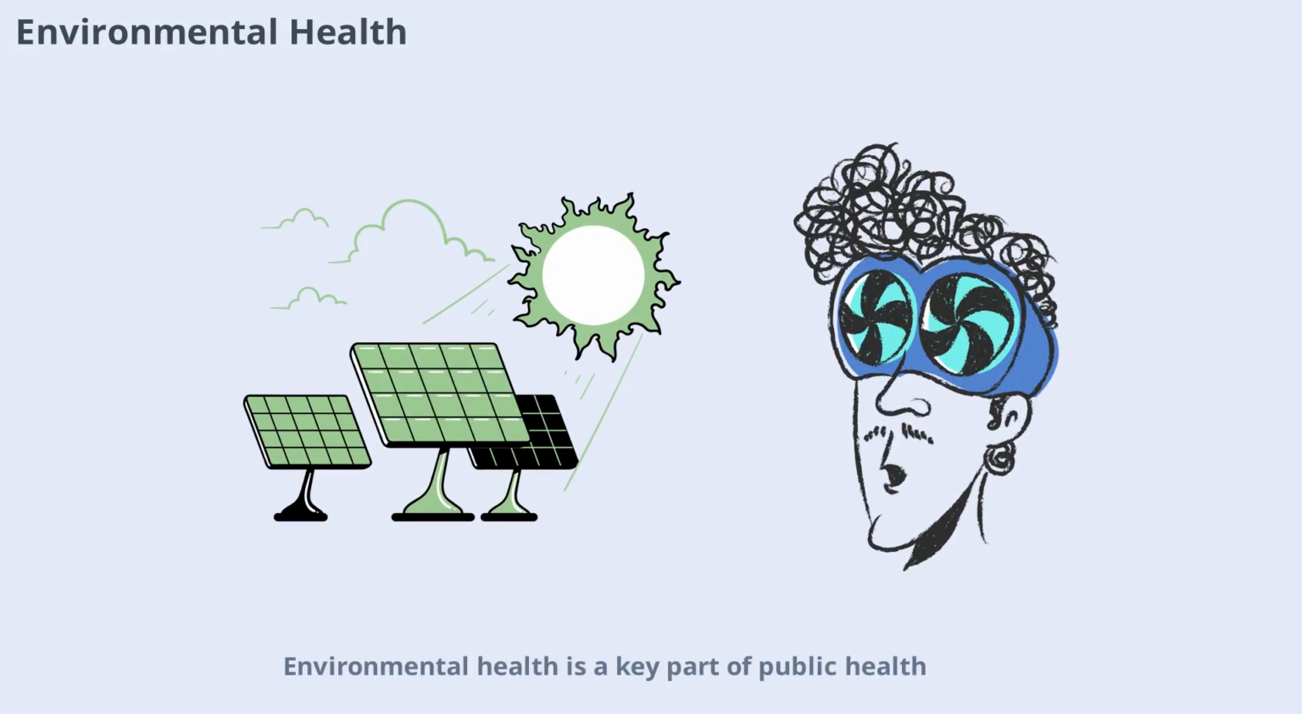Environmental health is a key part of public health, focusing on how our surroundings impact our well-being. This includes clean air and water, safe housing, and protection from toxins. Public health professionals work to identify and reduce environmental risks such as pollution or unsafe food. By improving environmental conditions, we can prevent many diseases and promote healthier communities.